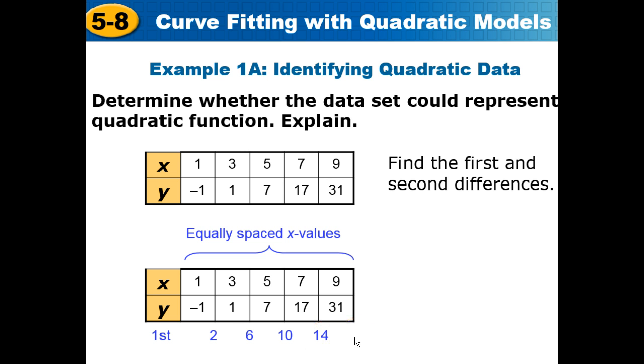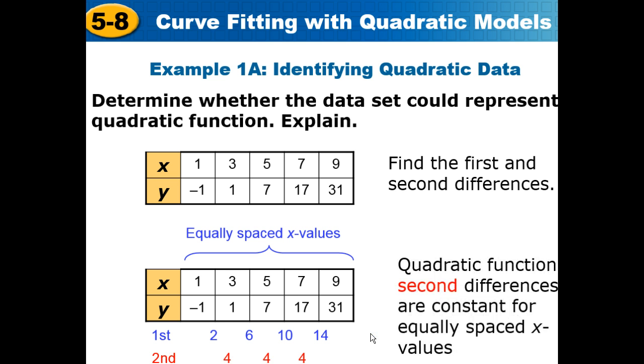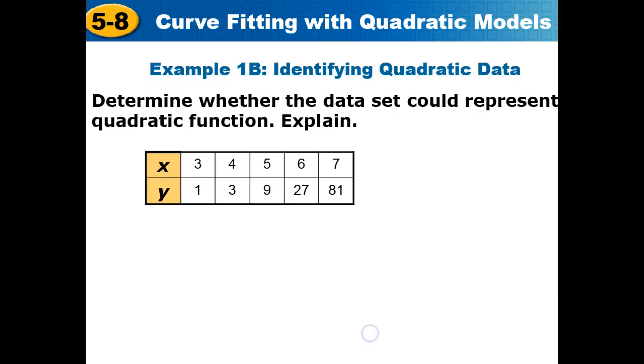So we're going to do the same thing, go through it again, subtract the numbers in blue here. So 6 minus 2 is 4. 10 minus 6 is 4, and 14 minus 10 is also 4. So our second differences are constant, so yes, we do have a quadratic function.